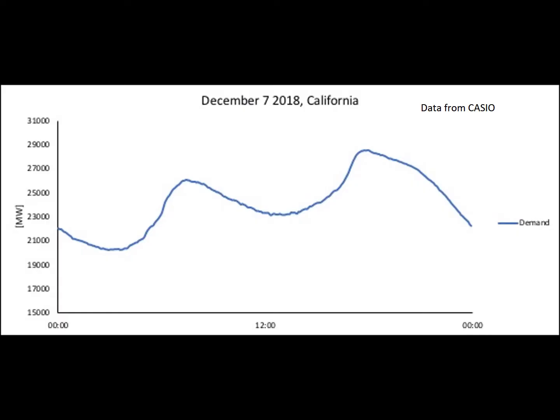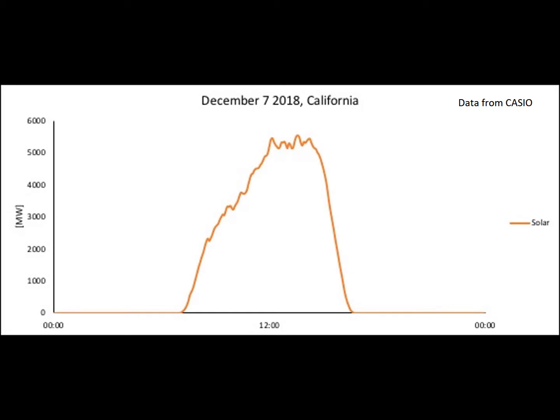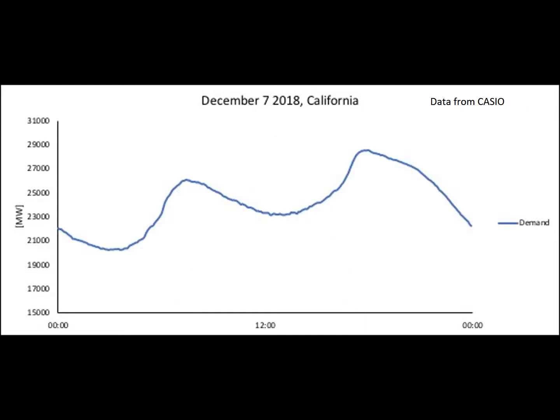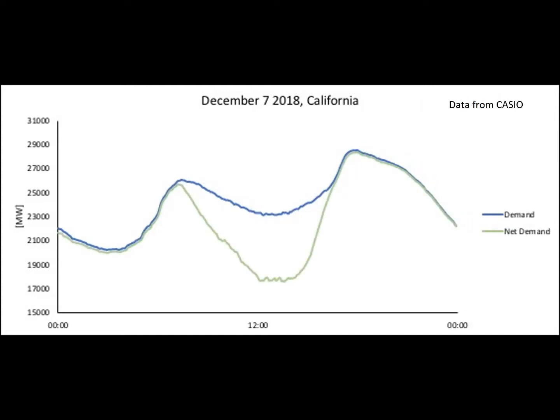Let's go back to the demand curve for one day in California. We can see demand is lowest at night, peaks in the morning, and again in the early evening. Now let's take a look at the solar power generation for the same day. As you may have expected, it's only present during the day and peaks around noon. When the renewable power generation is subtracted from the demand curve, we're left with what's called the residual or net demand. The residual demand is lower, especially midday due to the solar input. In fact, on this day, renewables were responsible for over 400,000 megawatts of generation.